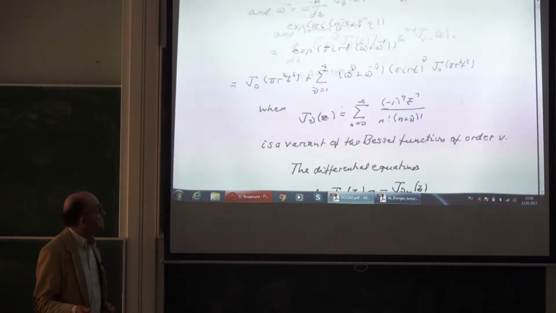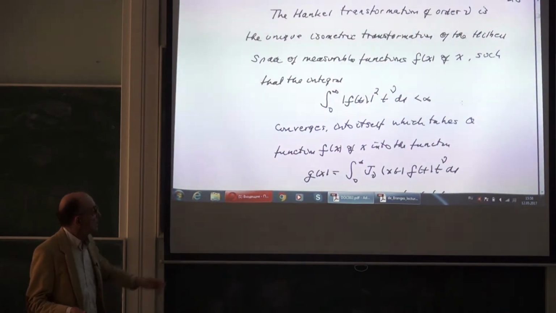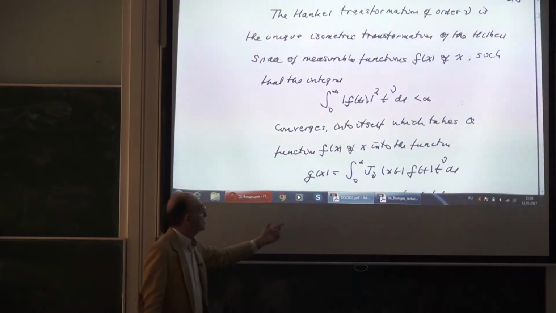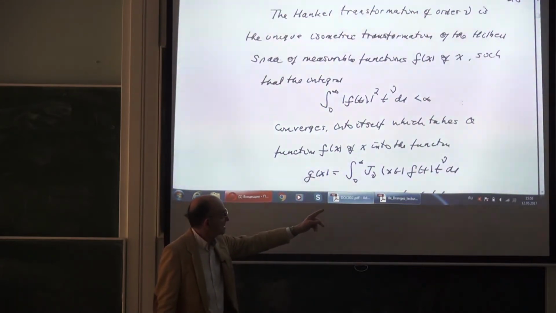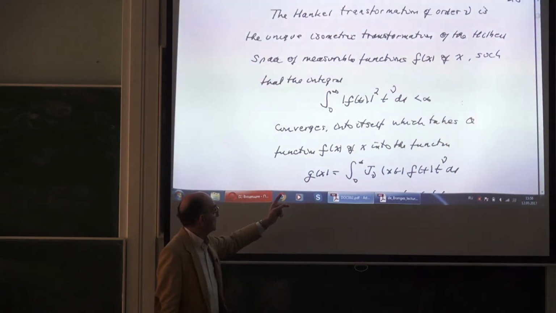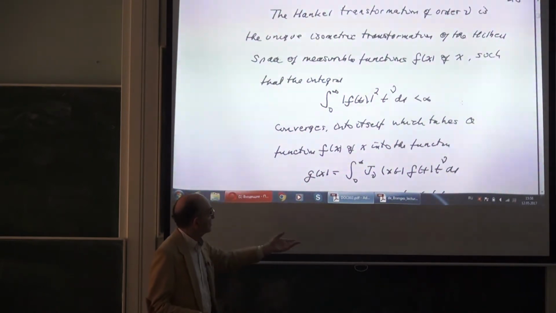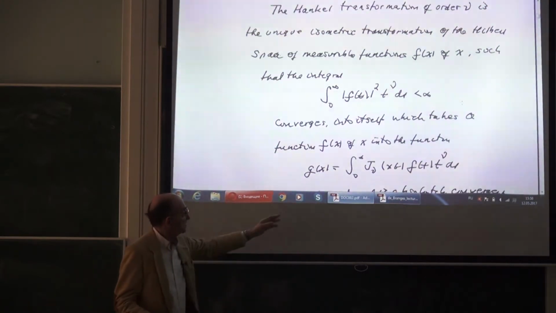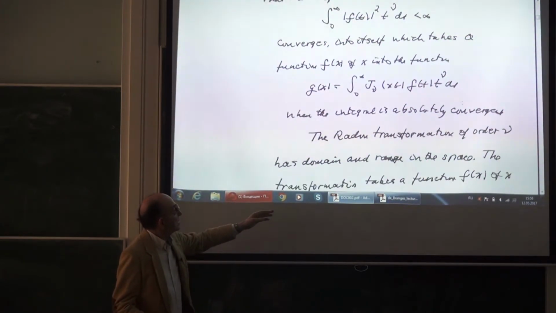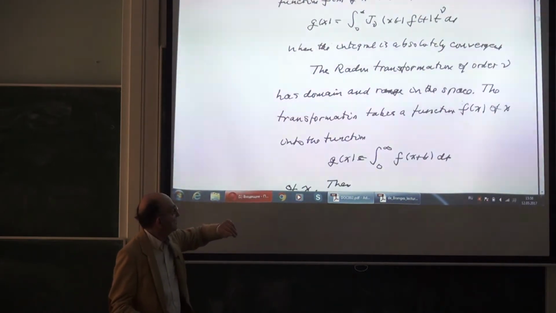Now, there is a Hankel transformation. The Hankel transformation in this notation takes a function of positive t called f into a function of positive t called g. These functions are measurable functions, and they're required to be square integrable. So keep on going a little bit farther. It's an isometry.